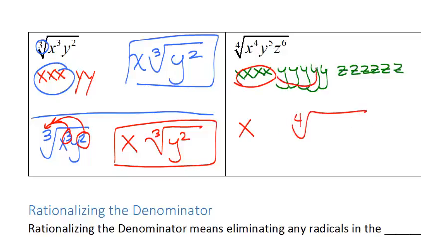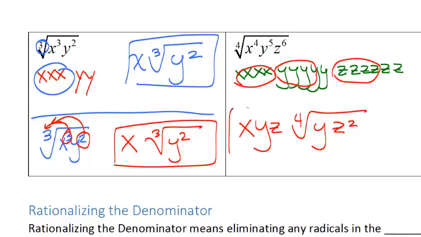I have a group of 4 y's, so that one comes out. There's only 1, that's the exponent of 1. But there is one leftover y here. And on z's, I have one group of 4 z's, so one group comes out, and then the 2 leftover z's are left inside the radical. This is my final answer.